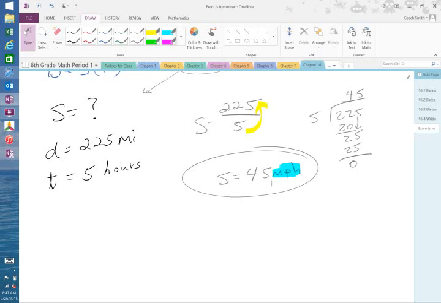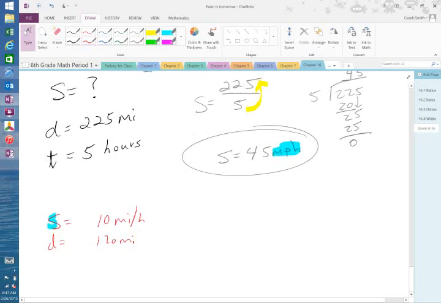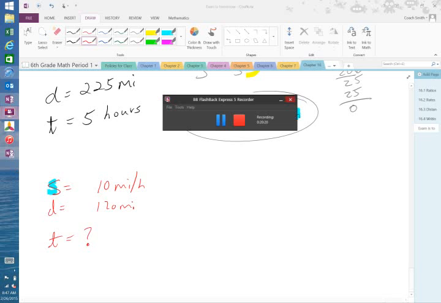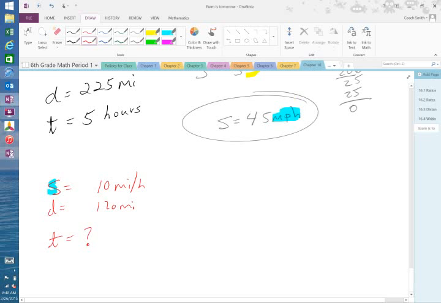All right, let's see here. Do this one on your own. S equals 10 miles per hour. D equals 120 miles. T equals blank. Staley, have you got it? What'd you get? 12 hours. That is correct.